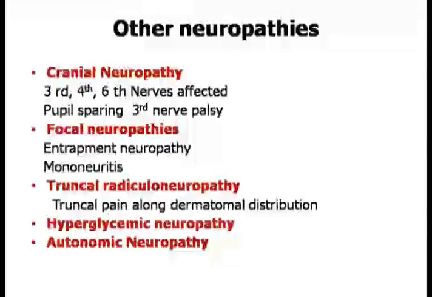Now, running through the other neuropathies, cranial neuropathy, we know, is quite common in practice. Focal neuropathies like entrapment neuropathy, such as carpal tunnel syndrome and tarsal tunnel syndrome, are common. Mononeuritis: you can occasionally have a patient with a foot drop or some mononeuritis coming in. Truncal radiculoneuropathy, truncal pain along a dermatomal distribution, hyperglycemic and autonomic neuropathy. This is a general classification of neuropathies.